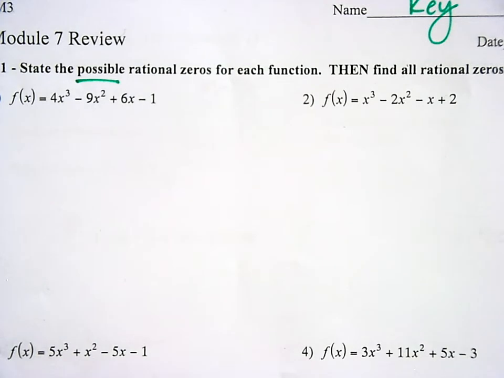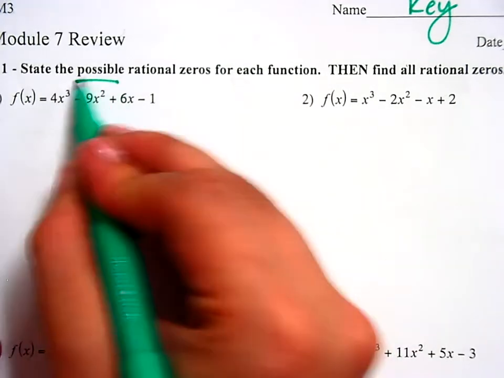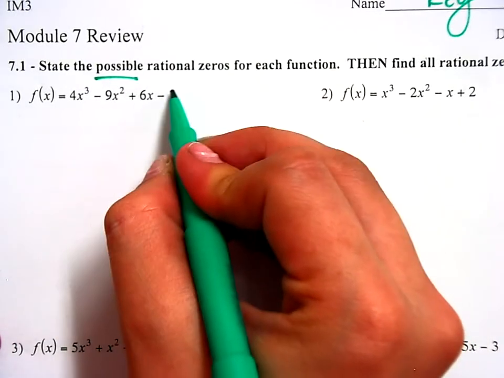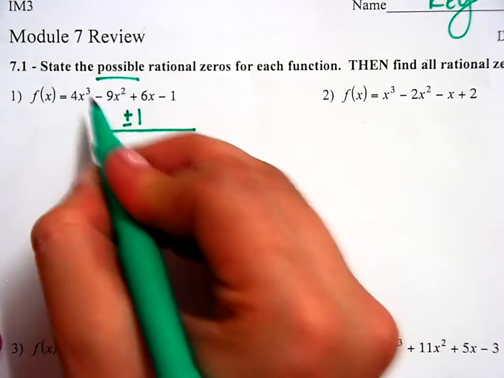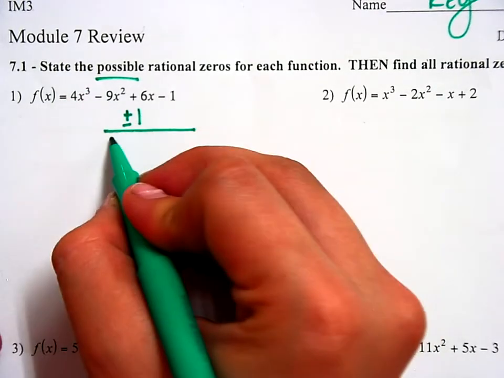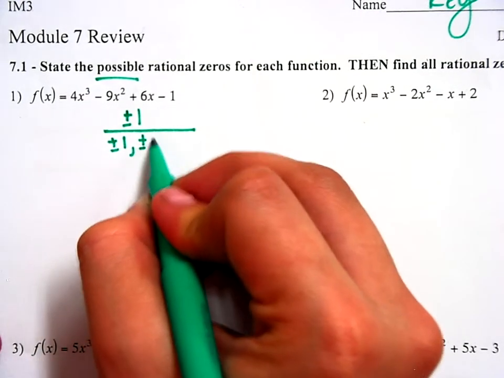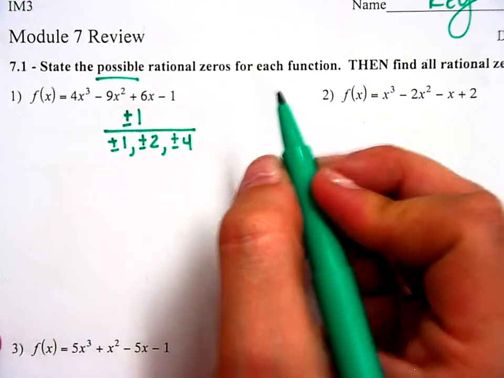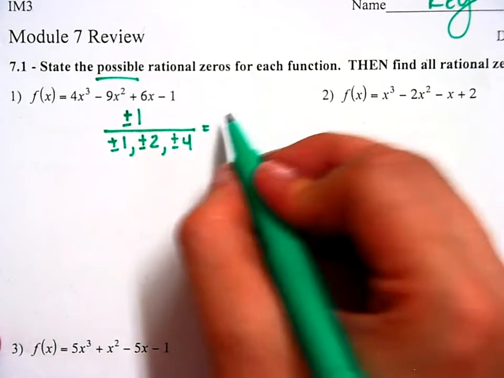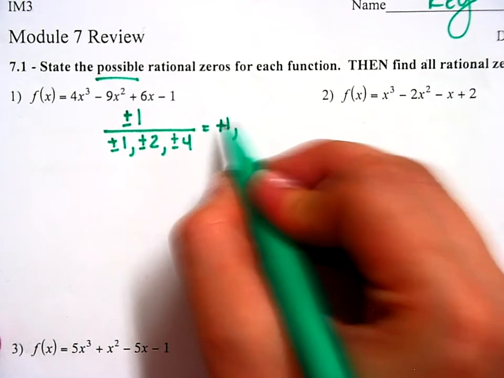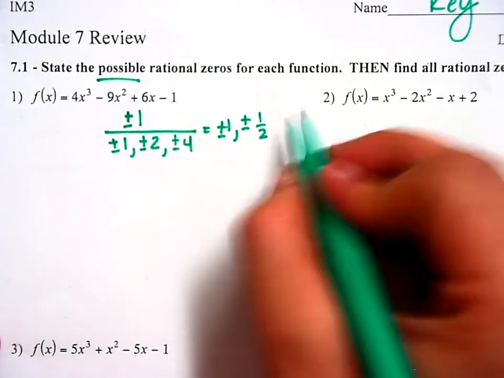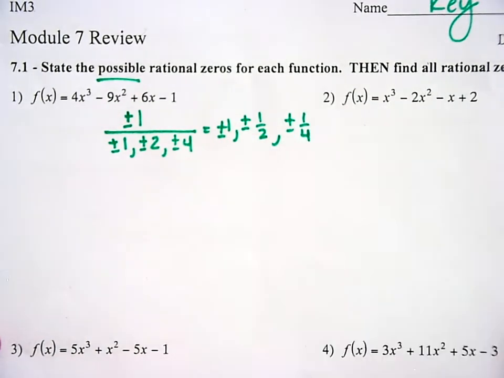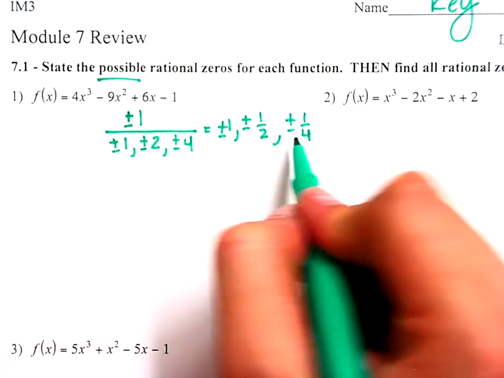Okay, so for the first one, remember, if I want all the possible rational zeros or roots, I'm going to take all the factors of my constant, so plus or minus 1, and I'm going to divide by all the possible factors of 4. So plus or minus 1, plus or minus 2, and plus or minus 4. Okay, so that's going to be plus or minus 1, plus or minus 1/2, and plus or minus 1/4. So now I have all the possible rational roots.